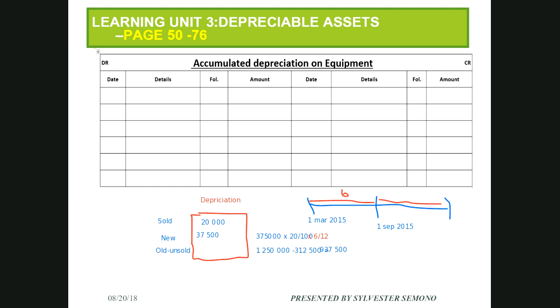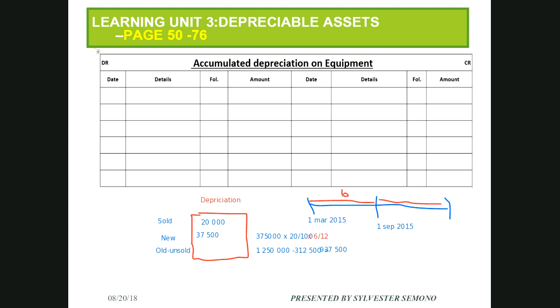So we need to depreciate this 937,500. But we need to check which method we are using. Remember, we are using the diminishing balance method. Meaning, we need to know the accumulated depreciation on this 937,500 because we need to take that accumulated out. Are we together? Okay. Now, follow me.